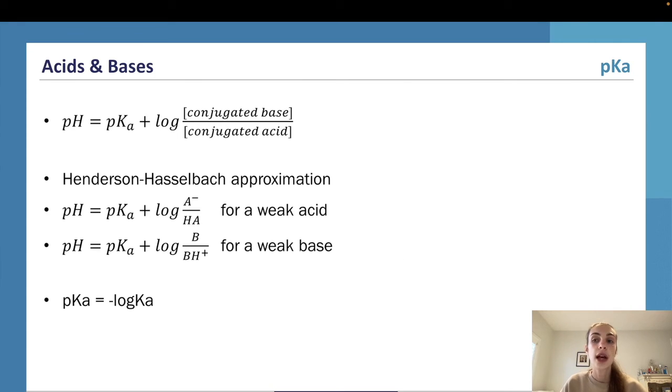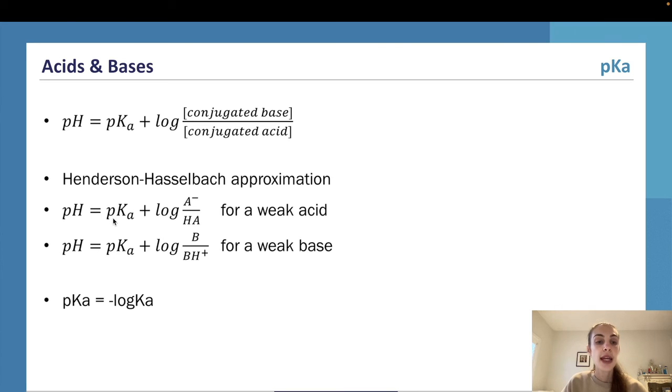Now finally, we need to look at pKa as well in order to understand this. And so we can actually use pKa, which is the inverse of Ka, in order to find pH. So we can do pH equals pKa plus log in base 10 of the concentration of conjugate base divided by the concentration of conjugate acid. And so this is known as the Henderson-Hasselbalch approximation, and it can only be used for weak acids and weak bases.